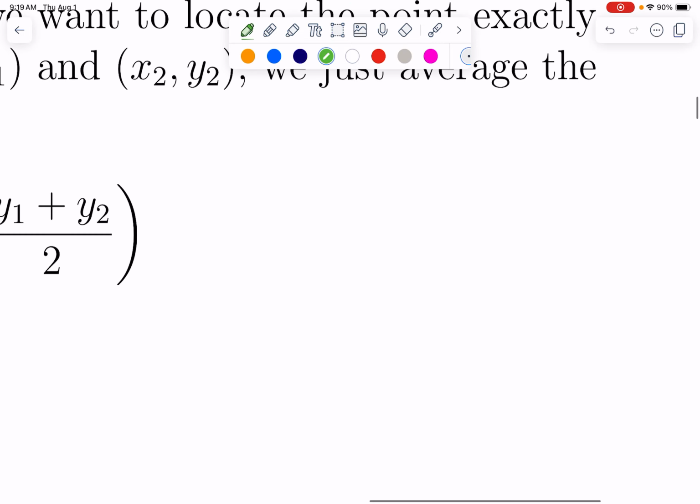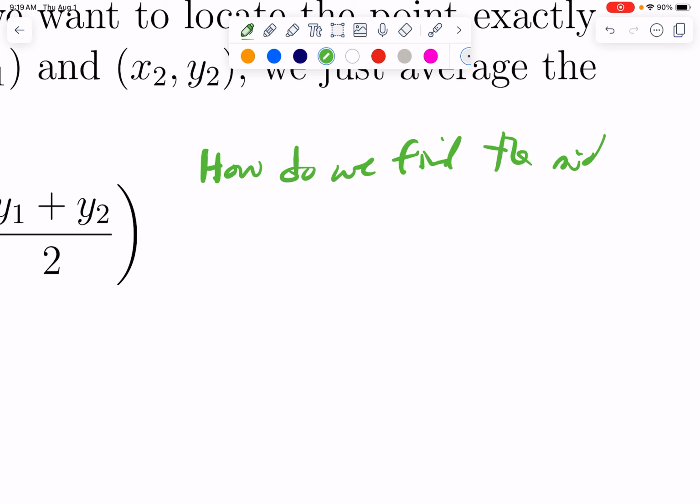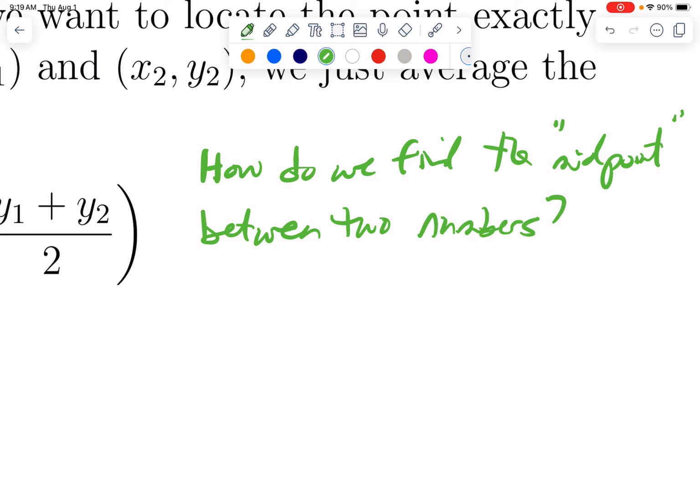So here's a question. You don't necessarily have to write this down, but I want you to think about this. How do we find the "midpoint"? I'll put that in quotes because it's not a geometric midpoint between two numbers. So for example, if I had the number 10 and I had the number 32, and I asked you what comes in the middle between those two numbers, right? Pause and think about what number do you think is between them and how did you get that?